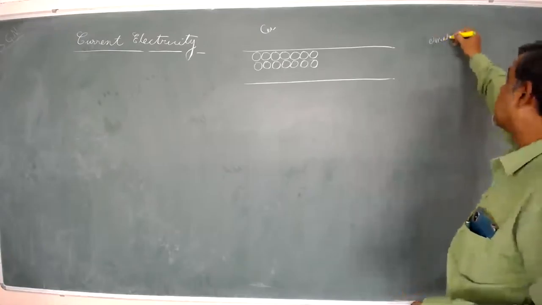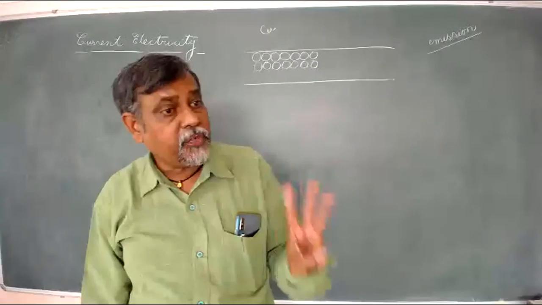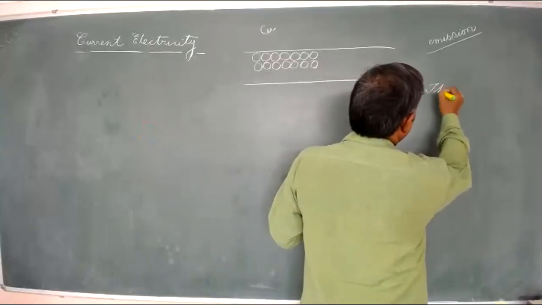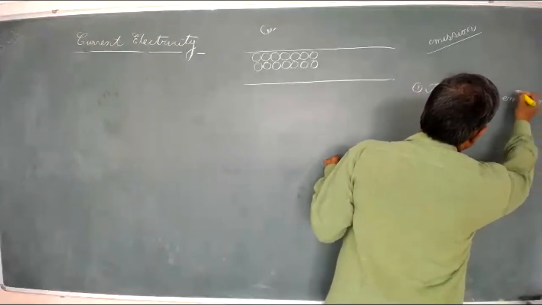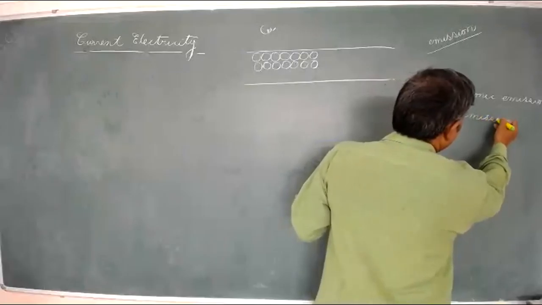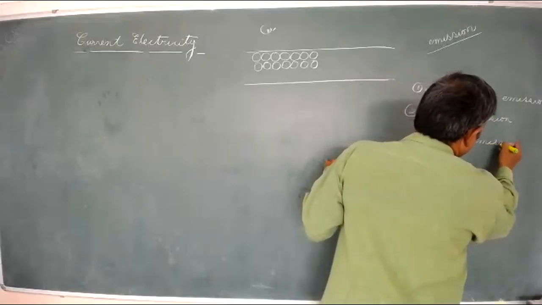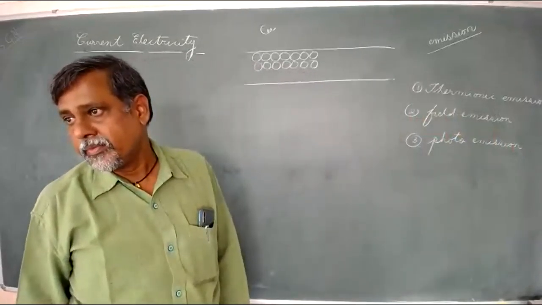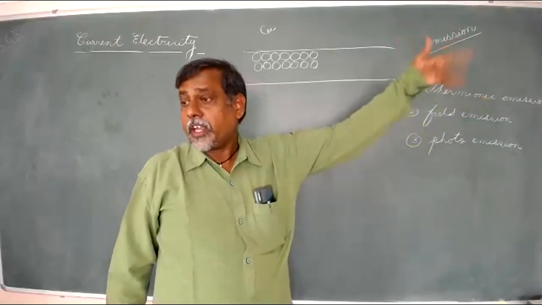The way electrons are pulled out of the atom is called emission, the emission of electrons. In three ways electrons can be emitted. The first one is called thermionic emission, the second one is field emission, and the third one is photo emission. Thermionic emission, field emission, and photo emission. So thermionic emission means what? Thermal energy we have to supply.